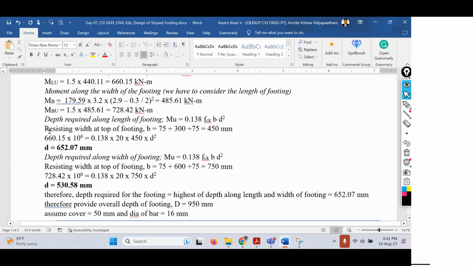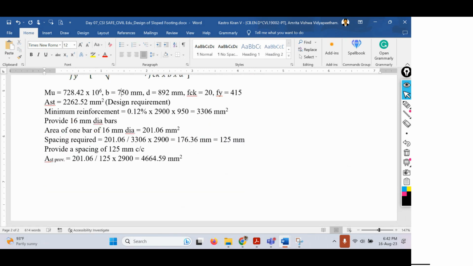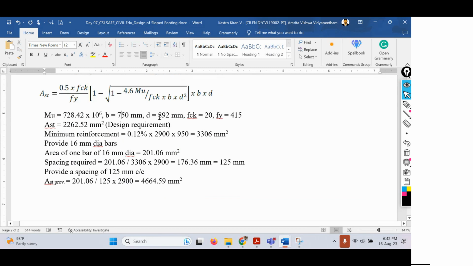So what is the resisting width at top of footing along depth direction? Which is 750 mm. So B value will become 750 mm and the effective depth will not change. It is 892, fck is 20, fy is 415. So therefore, area of steel will get changed, which will be 2406.62 mm square.